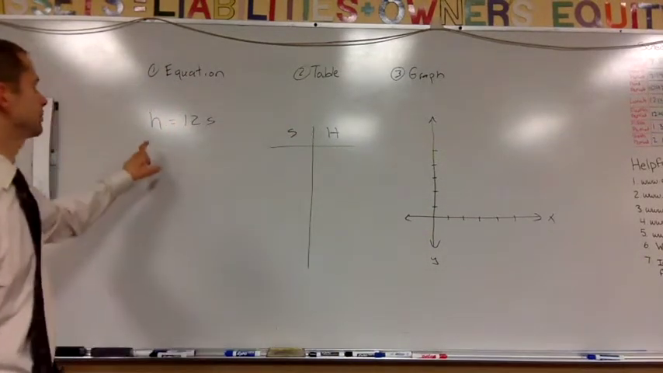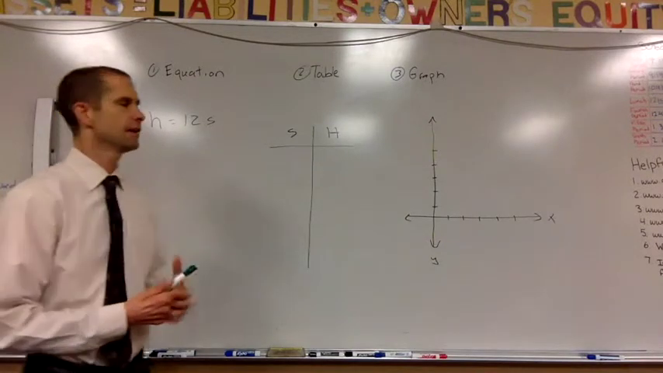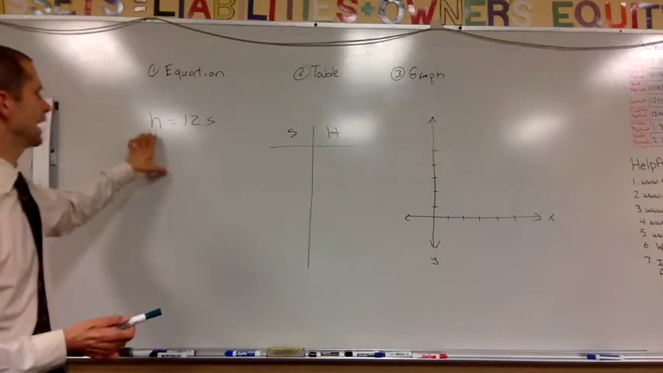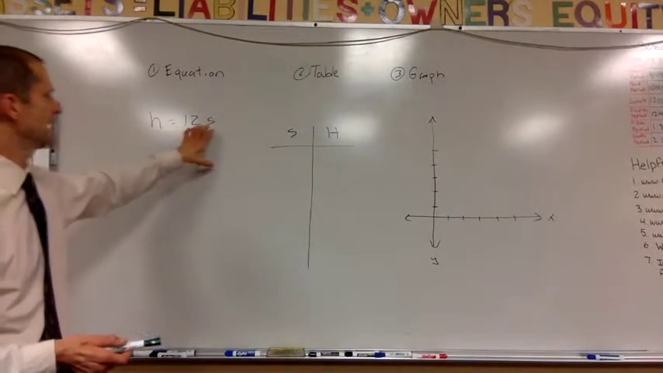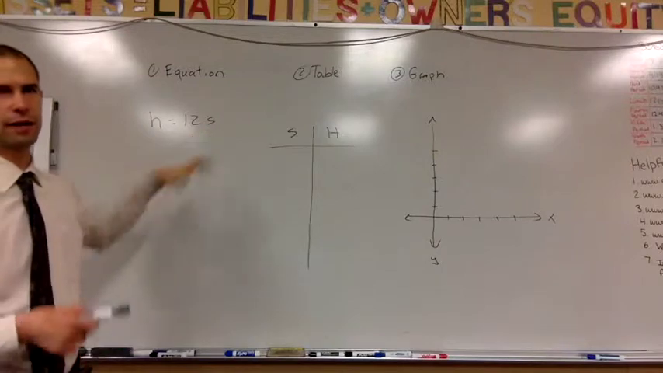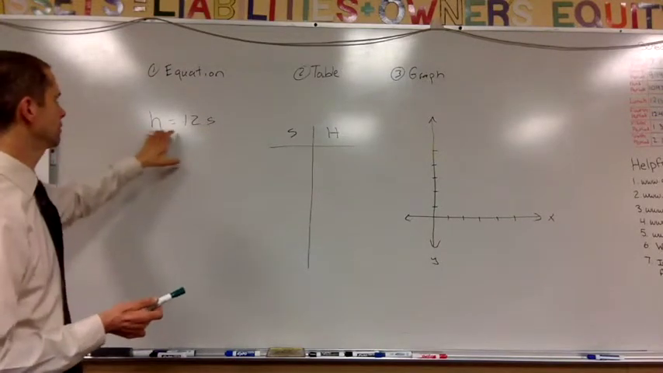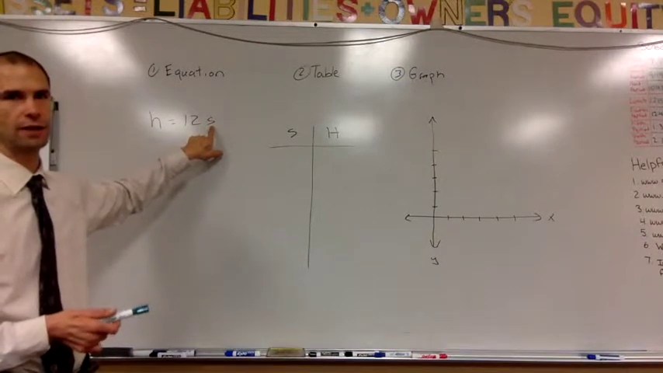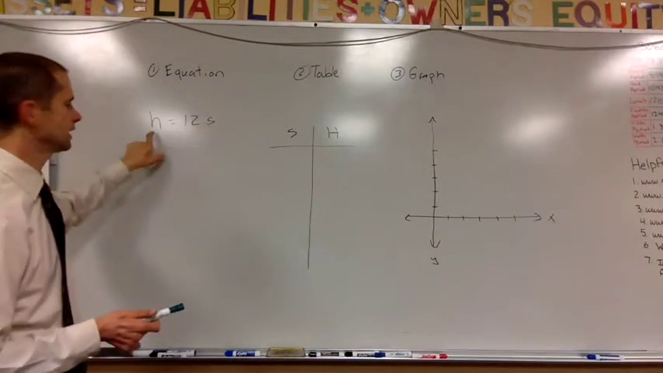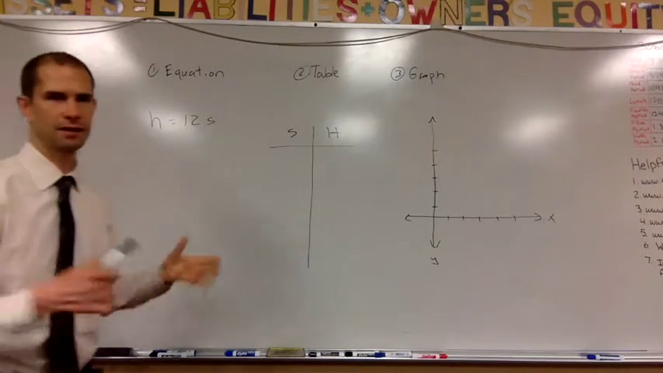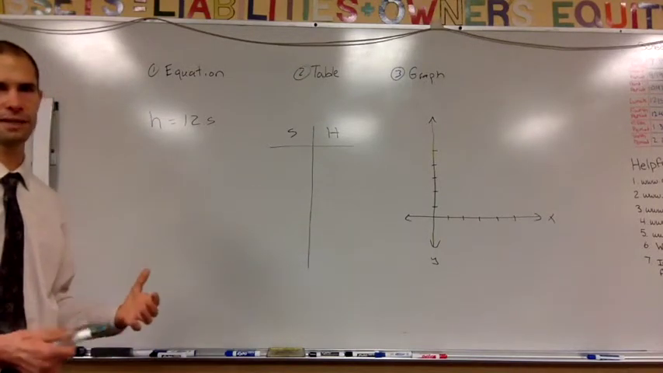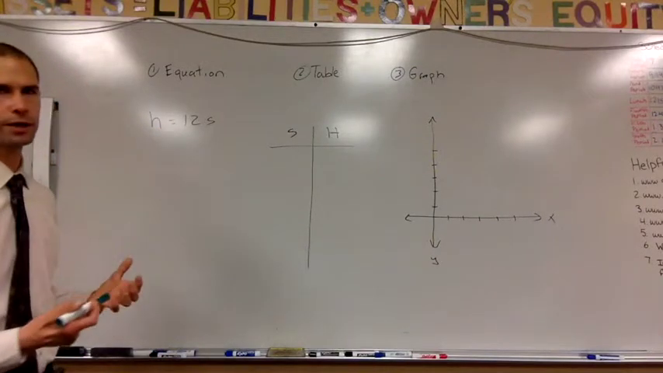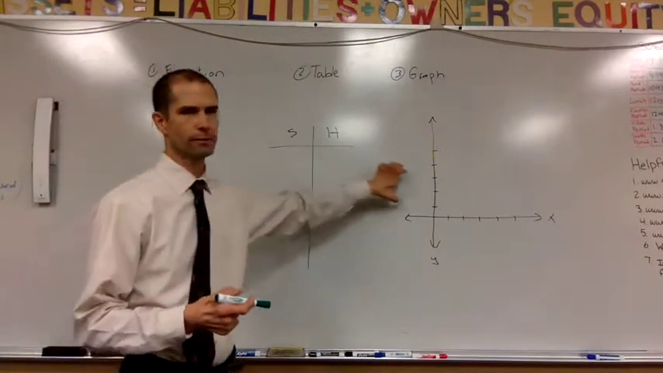So for our first example, we want to look at an equation here, and this equation comes from a word problem. It's describing the height of an airplane however many seconds after takeoff. If it's 30 seconds after takeoff, it would be 12 times 30 equals the height of the airplane. That may or may not be true, but that's our example right now. So we have our equation here, and we want to create a table and a graph.